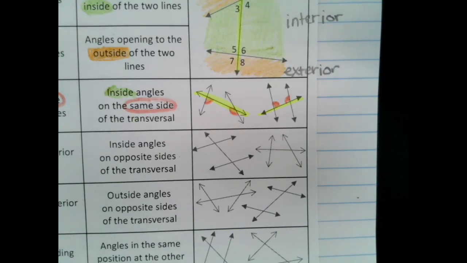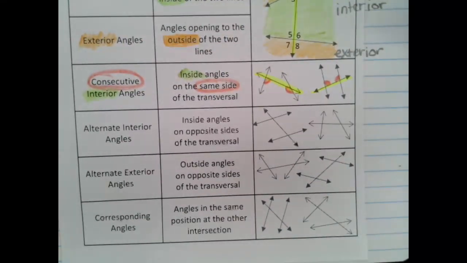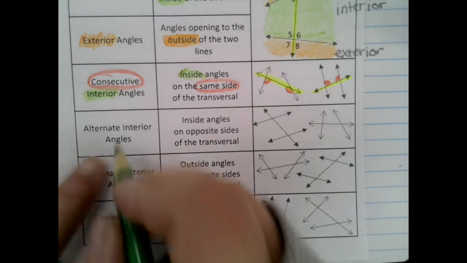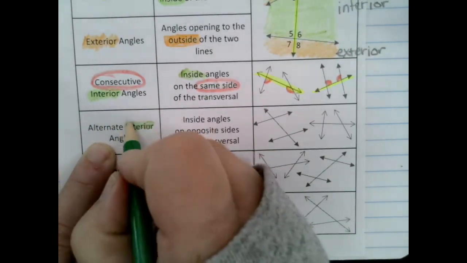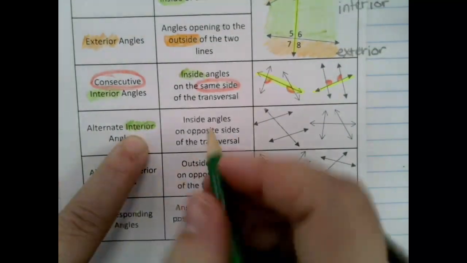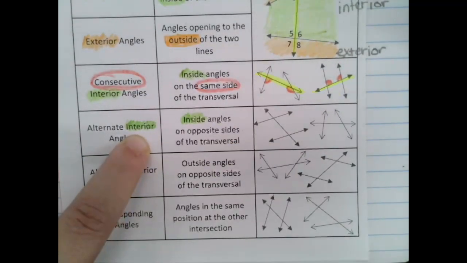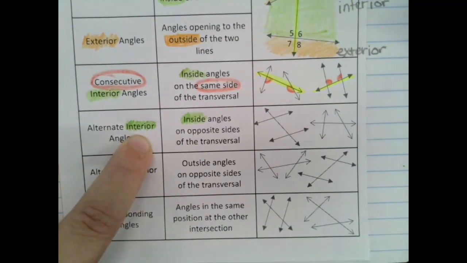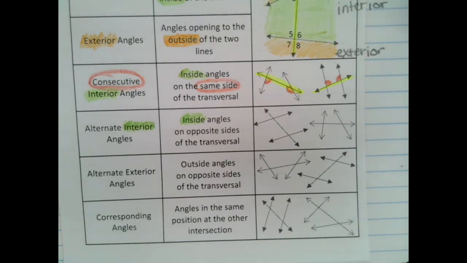All right, next up we have alternate interior angles. Sounds really similar, but it's a little bit different. Alternate interior angles. So again, we have that word interior. So these definitions and these words should indicate to us what they mean. Interior means inside. So we're still looking at inside angles. But this time, we're going to do alternates.